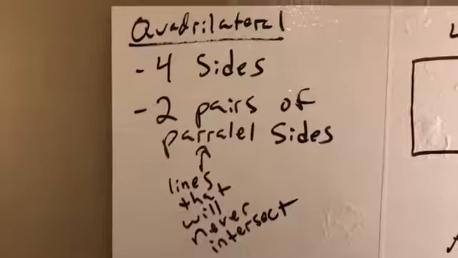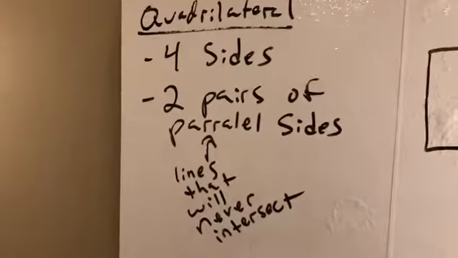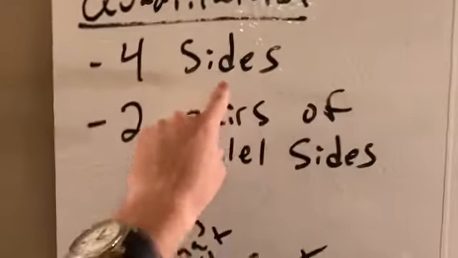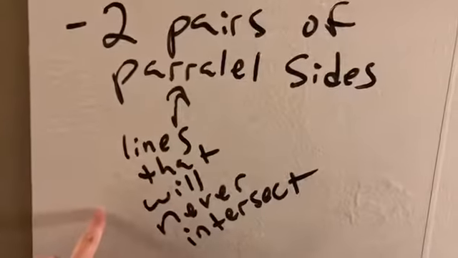Finding the area of a quadrilateral. First of all, we've got to make sure we understand. A quadrilateral is any shape that has four sides. Quad means four, lateral means side, and two pairs of parallel sides, meaning lines that will never intersect.